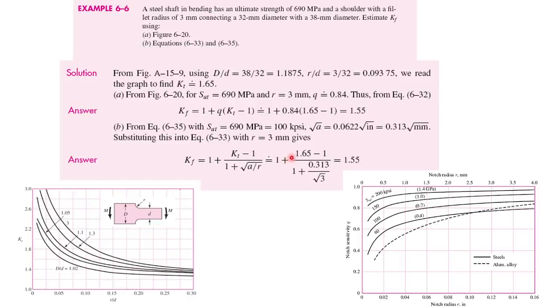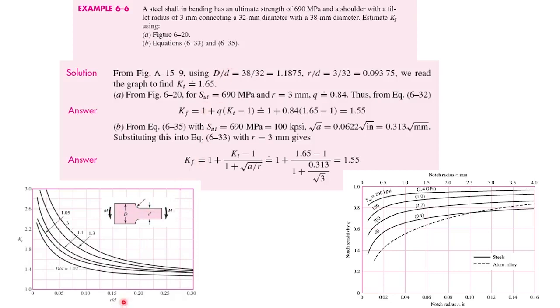Okay, let's take some examples. Here we have a steel shaft in bending that has an ultimate tensile strength of 690 megapascal and a shoulder with a fillet radius of 3 millimeter connecting a 32 millimeter diameter with a 38 millimeter diameter. And that's the fillet radius of 3 millimeter, subjected to bending. And we're asked to calculate the fatigue strength concentration factor.